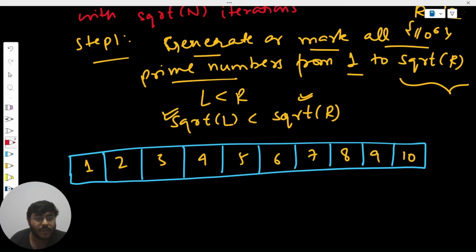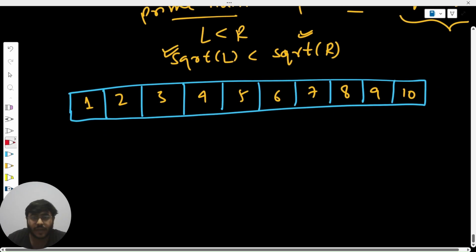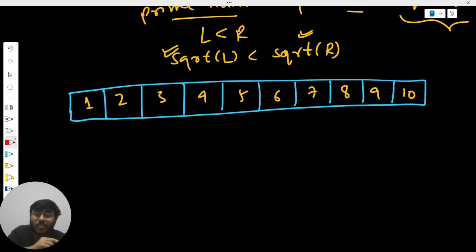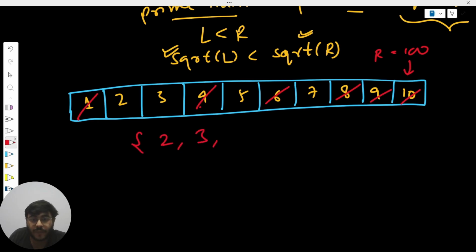So let's mark the prime numbers. We'll use the basic sieve algorithm that we know about, the normal sieve that we studied in the previous video. We'll just use the same algorithm to mark the prime numbers from 1 up to sqrt R. Here R was 100, so sqrt R is 10, right? So first we'll cancel all the composite numbers. There's a composite number, and another, and another, and another. So we are left with 2, 3, 5, 7. These are basically the prime numbers from 1 up to sqrt R, right?